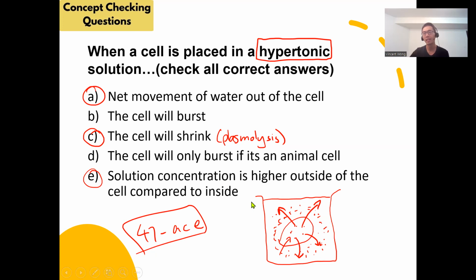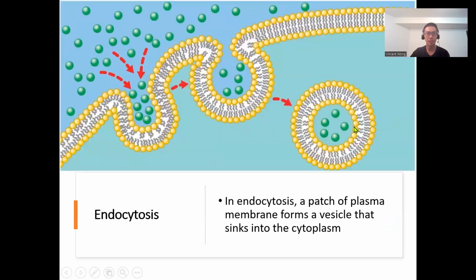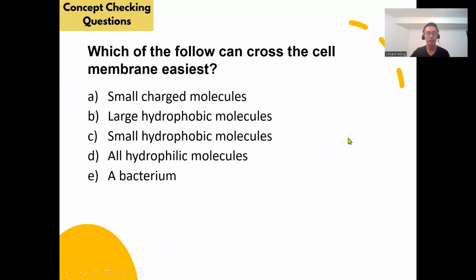Okay, now I don't know if you noticed, but there were some questions on the first quiz that are taken from the concept checking questions, right? So make sure you review these as part of your studying. That's basically what we did just now. And here are more questions.